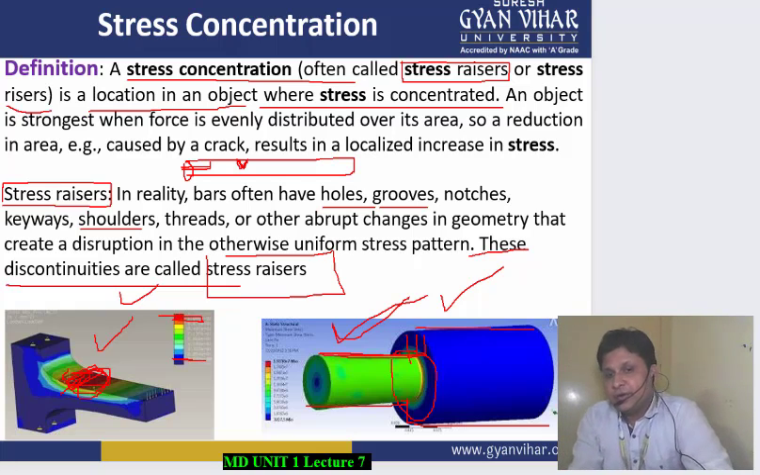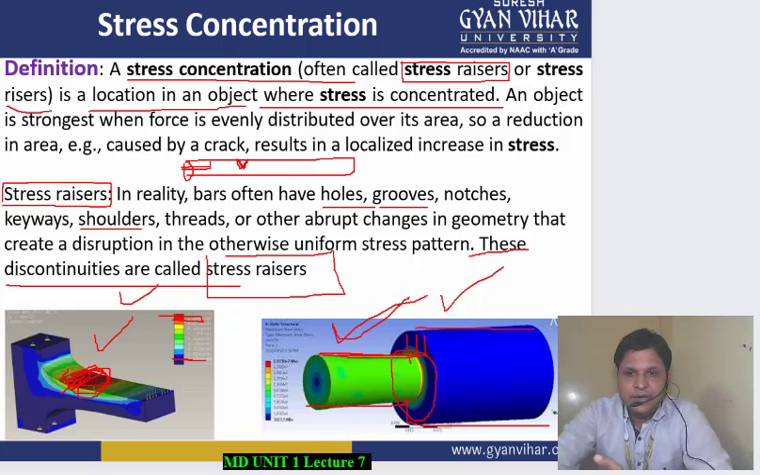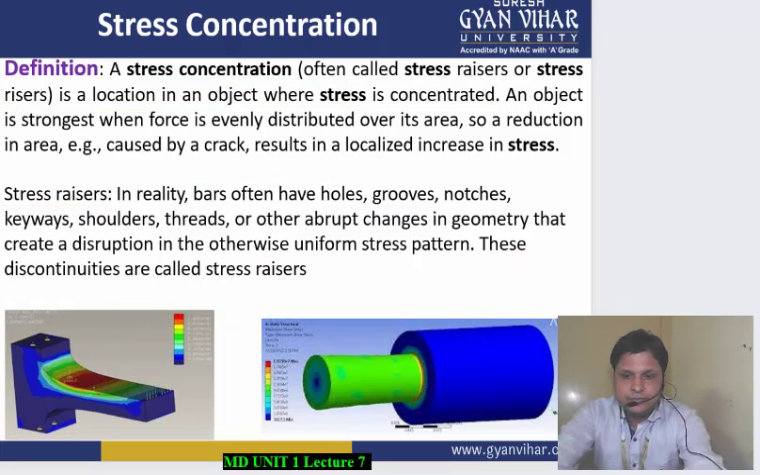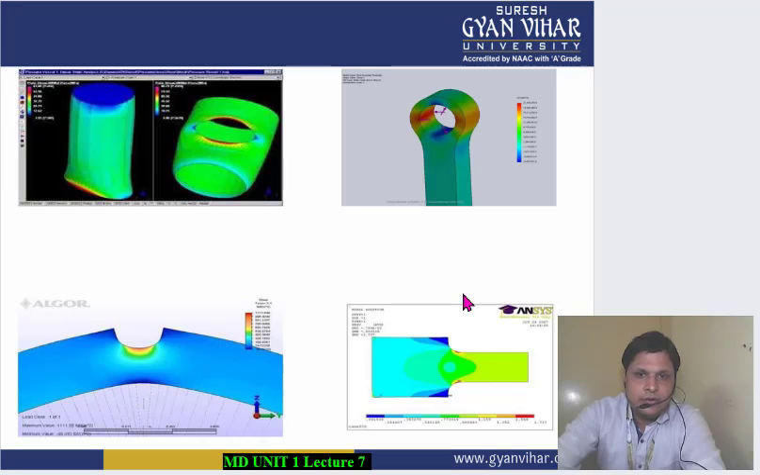And if there is high stress, what will happen? Whenever the load is applied, the failure will occur at this particular portion, where the cross sectional area has been reduced. All right, as you can see here, there are other diagrams also.